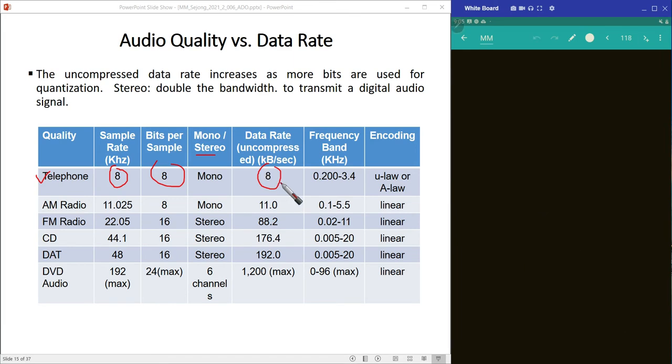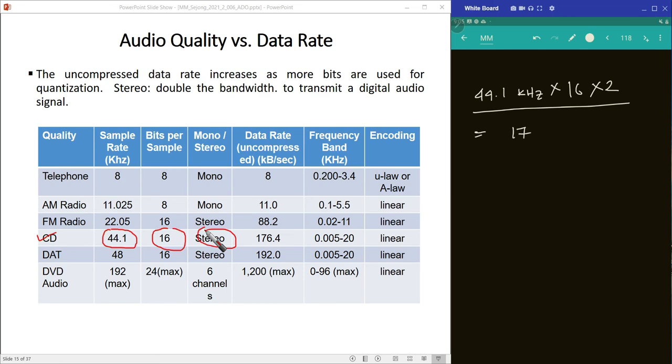So we are not talking about the compression now. How about if you have CD quality data? In CD quality, the sample rate is 44.1 kilohertz. Then you multiply it by 16 bits per sample, then by the number of channels, because it is stereo, so that is 2. If you calculate this, you will have 176.4 kilobytes per second. Now can you see the differences?